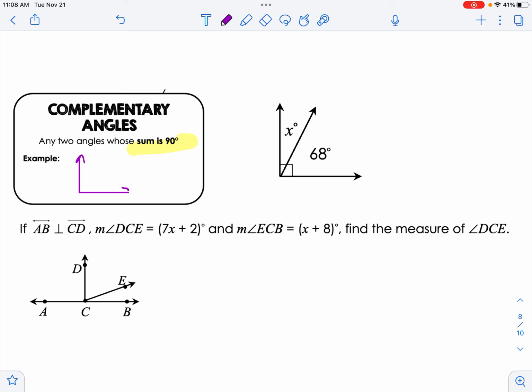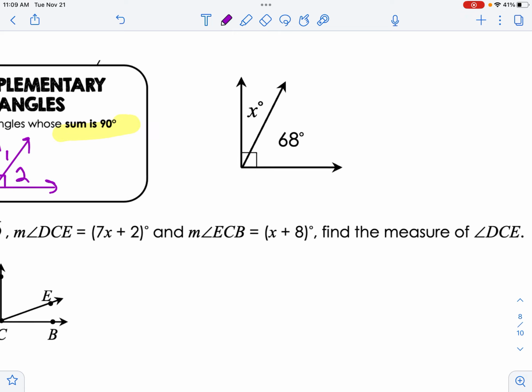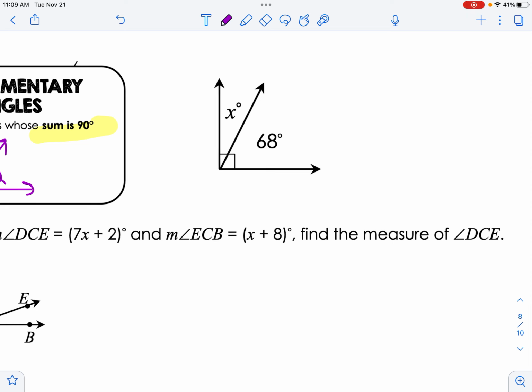Okay, so I have two angles. This forms one angle that forms a 90, but there's another line in here somewhere, like this. So I have really two angles. This is 1 and this is 2. And those two, when you put them together, they should add up to be 90. So much like this picture that you see here.